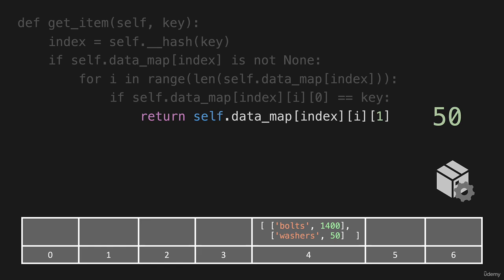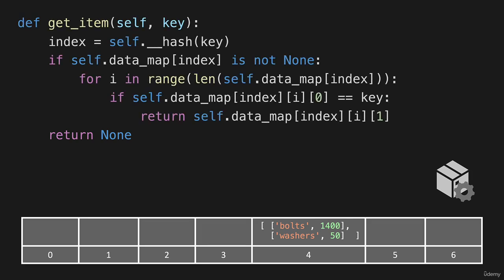And then the other possibility, of course, is that we are looking for a key that is not in the hash table. So in that case, we're going to return none. And that is the entire method for getItem. So we'll look at this in a moment in VS Code. We'll create these two key value pairs. And then what we'll do is we'll do a getItem for bolts and washers. That should print out 1400 and then print out 50. Then we'll also do a getItem for lumber, which is not in the hash table. And that should return none.